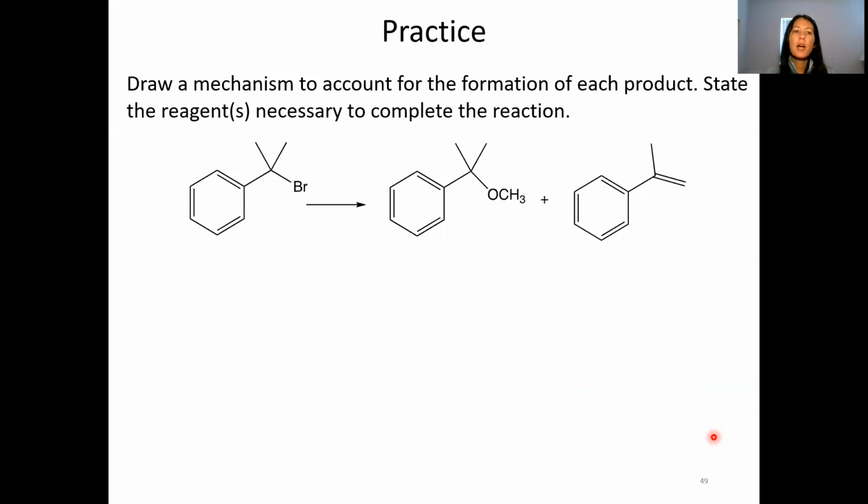Okay, so why don't you guys practice? I want you to look at these products, and I want you to draw a mechanism to account for the formation of each. And then also tell me what reagent or reagents you need to complete the reaction. So pause this, take some time, work through this problem, and then I'll go over it.